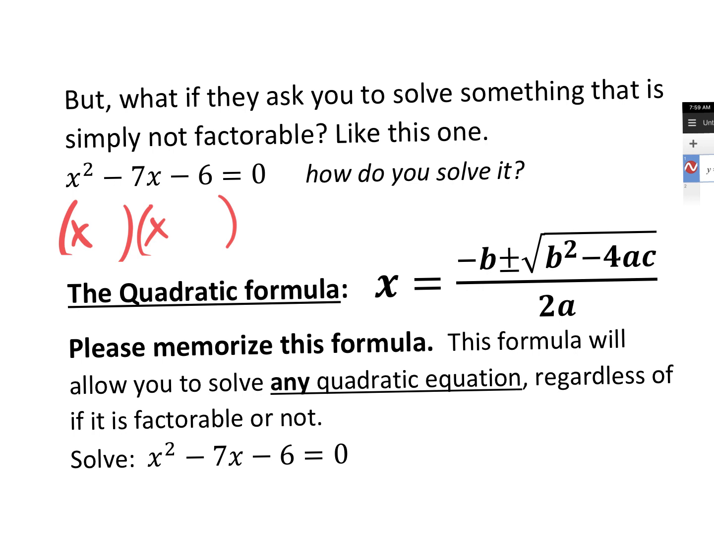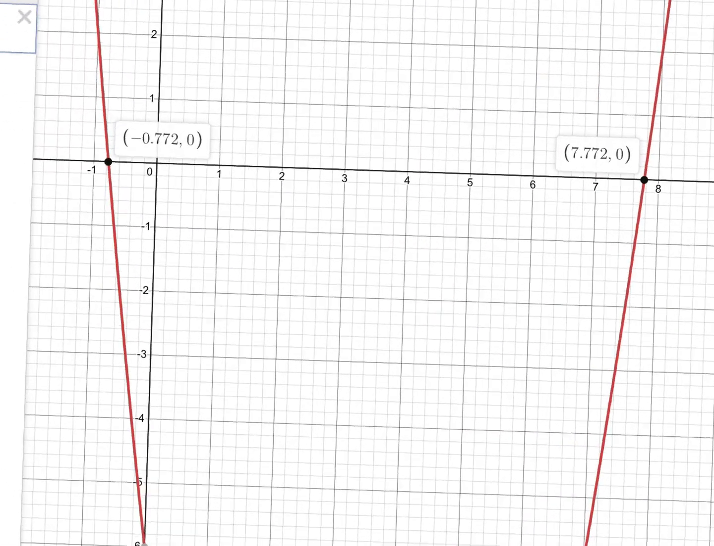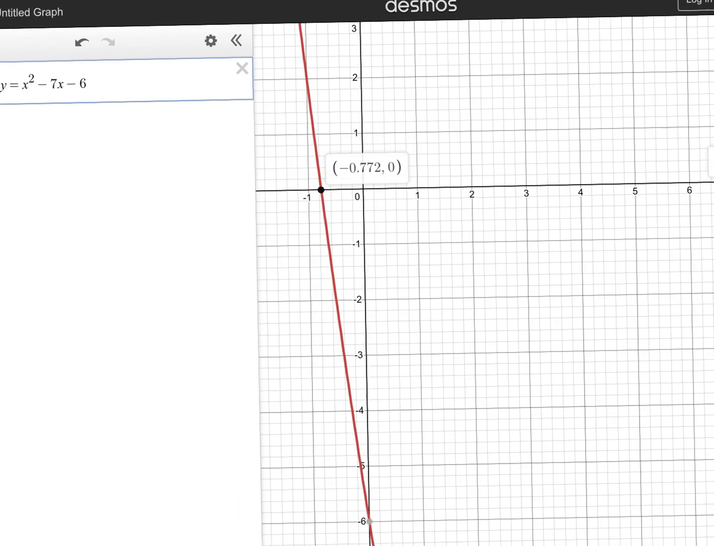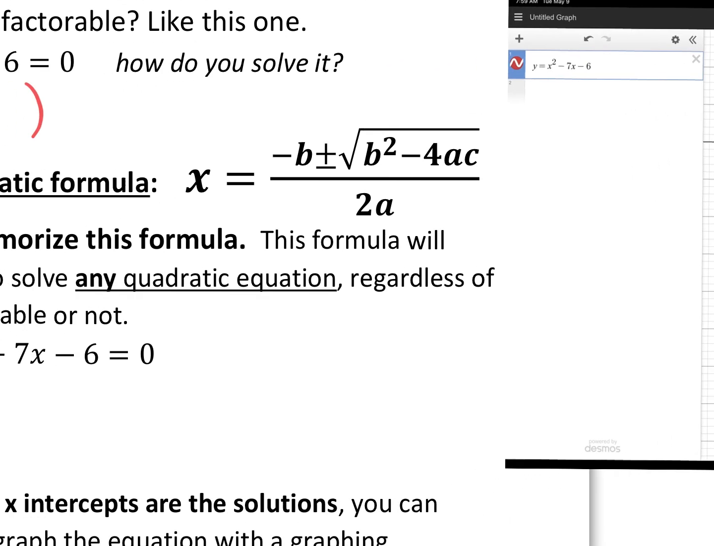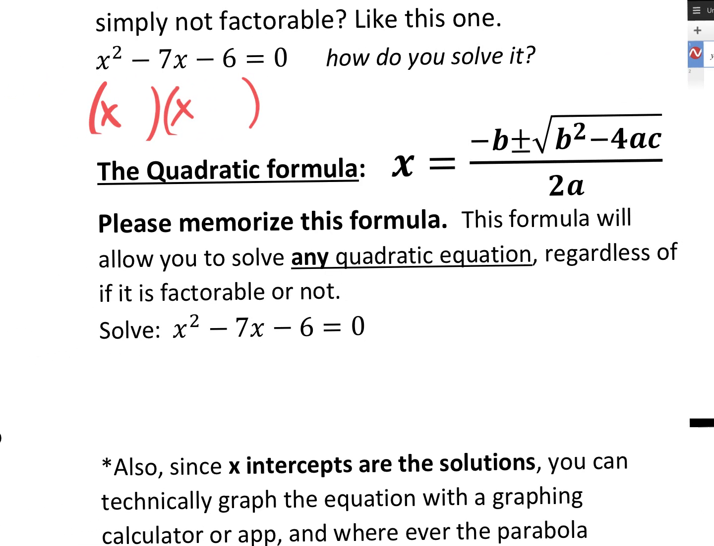So if we were to graph this on Desmos, we would see that it does cross at two locations, but they're not nice answers. They're crazy decimals, -0.772, and technically that continues forever, but they just round it off right there. So you obviously don't want to write a crazy decimal as an answer. We're going to use the quadratic formula.